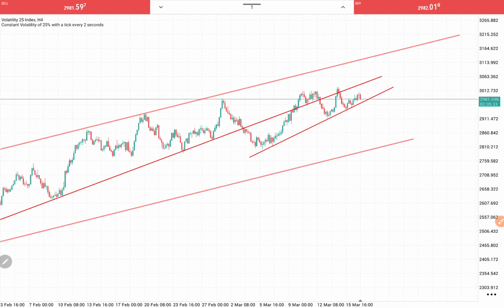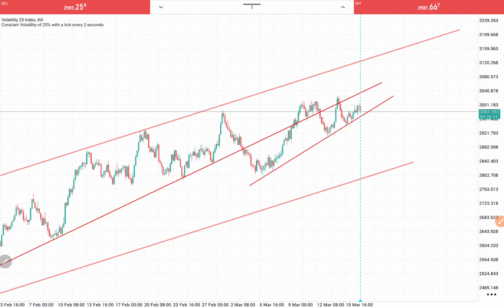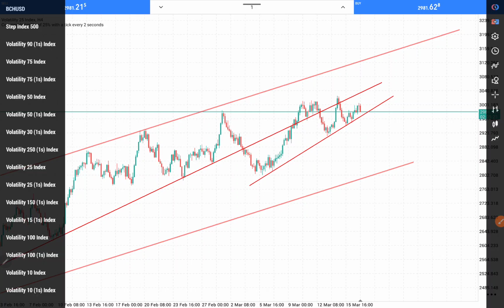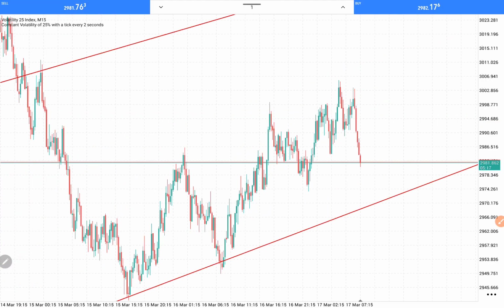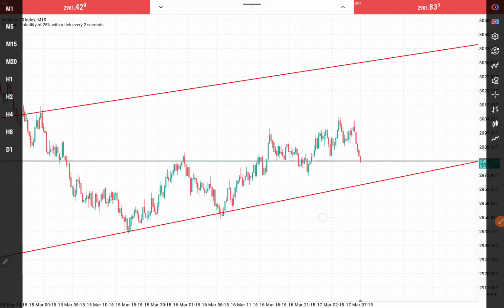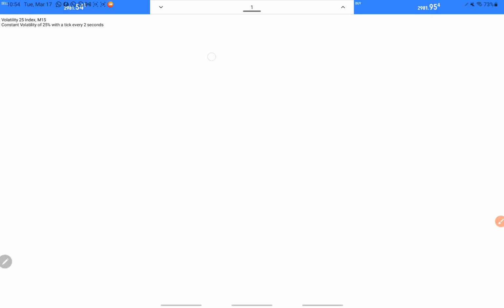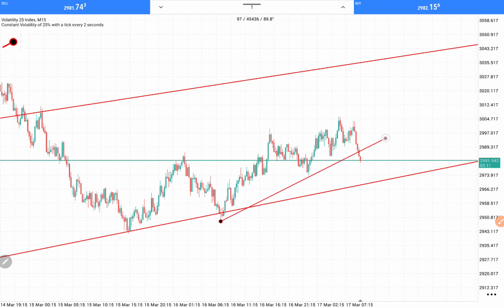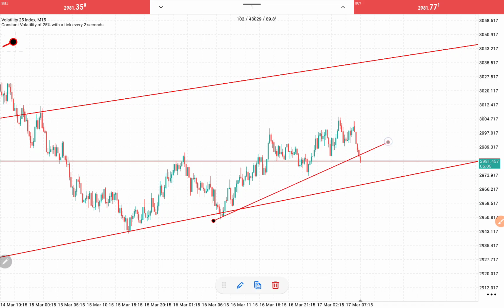Now this is done on the 4 hours time frame. As you are plotting on the 4 hours time frame, you also need to come to a smaller time frame. Let's go to the 15 minutes time frame. On the 15 minutes time frame, you can plot something like this. I hope you get.